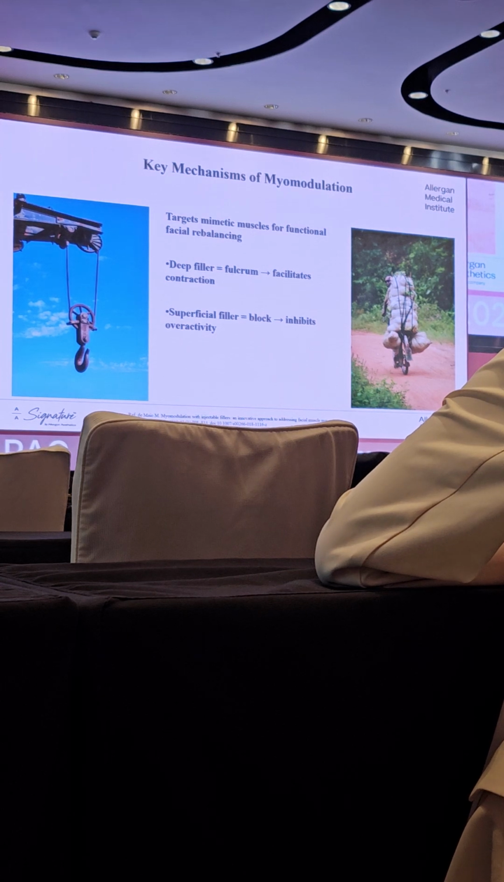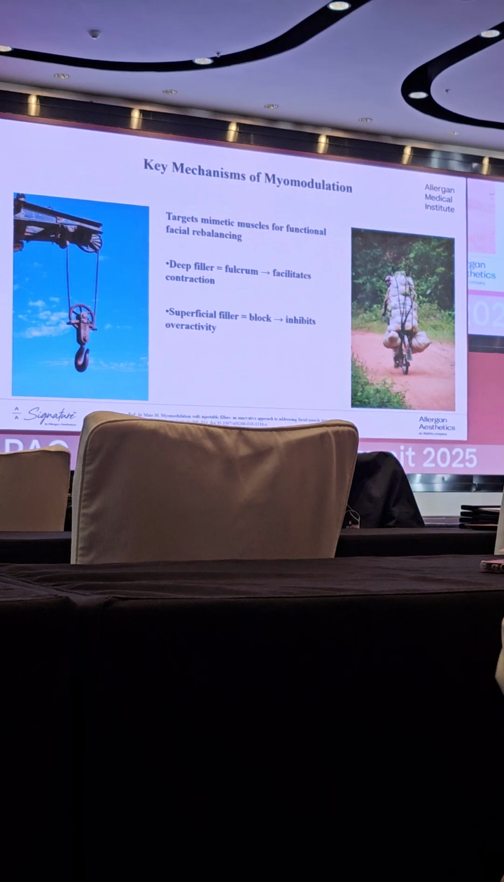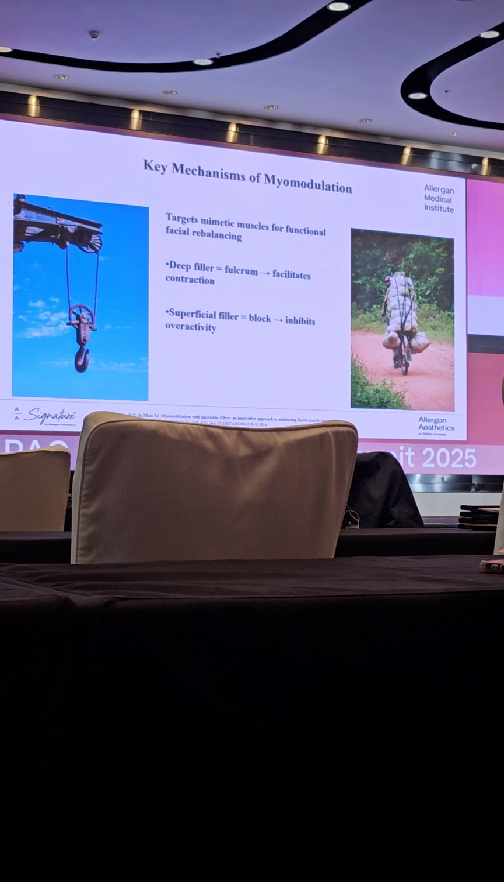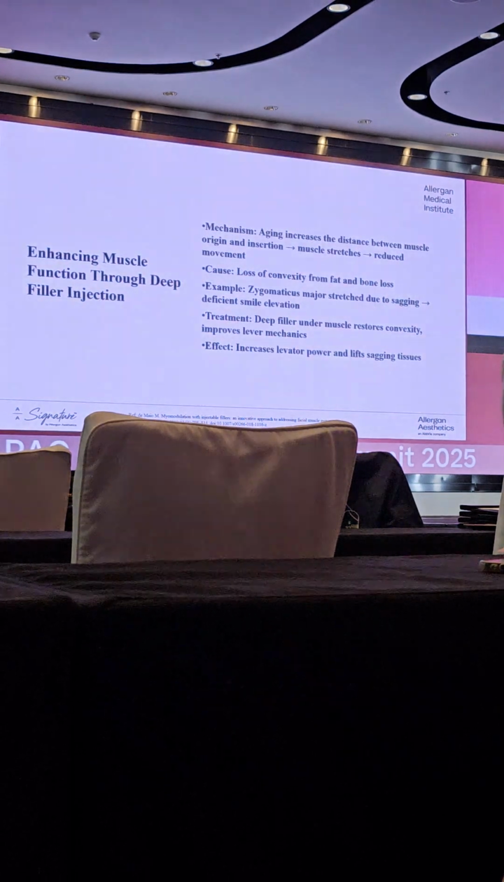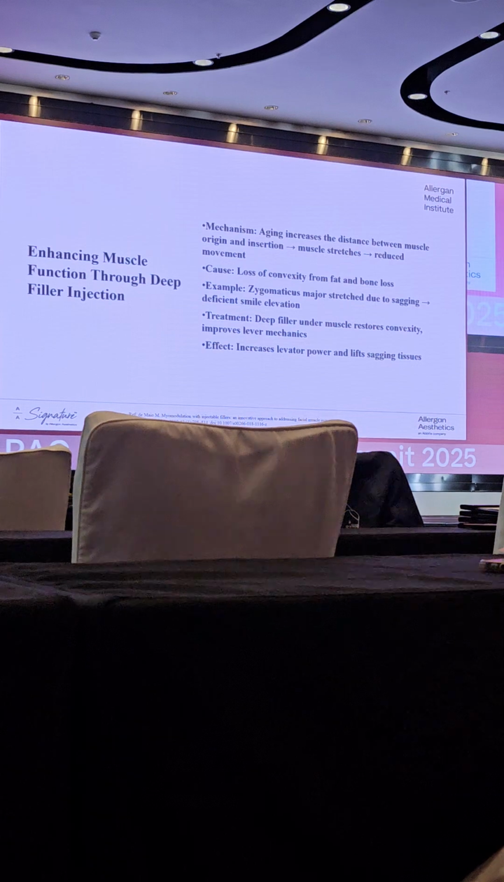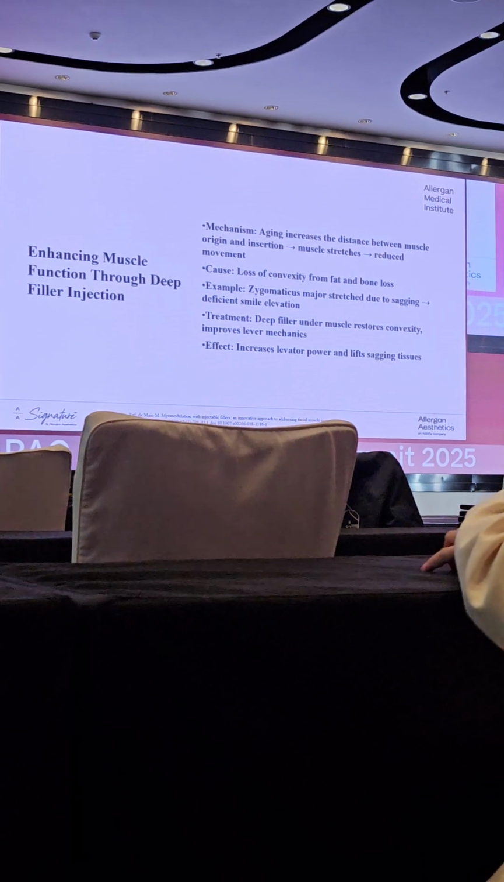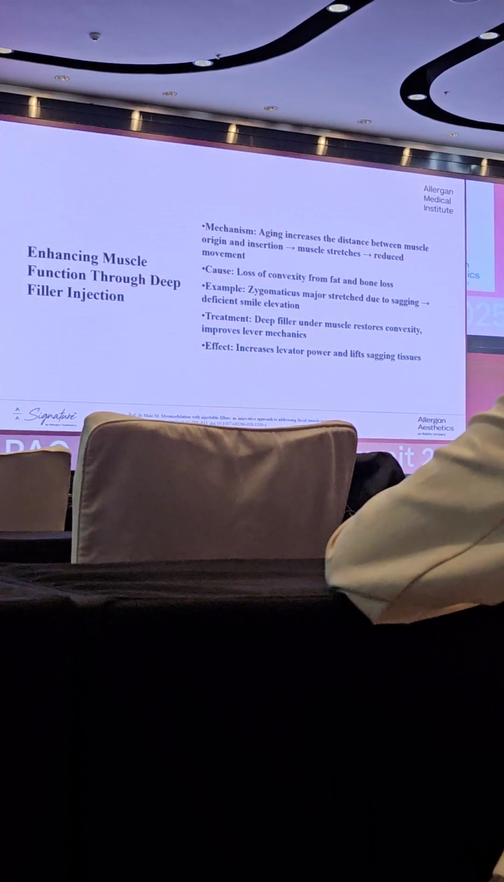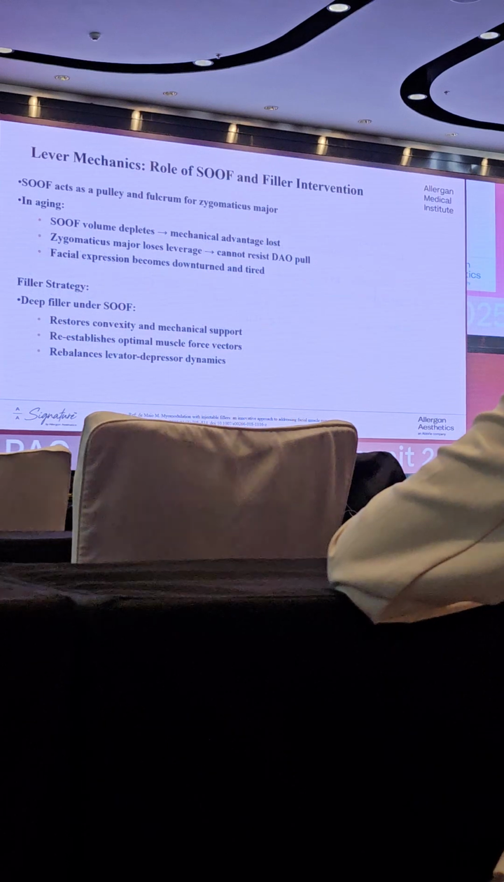Like if we put weight on this cycle, the speed of the cycle becomes slower. So that way, by putting filler on top of the muscle, we actually inhibit the overactivity. When we place filler in the depth, a perfect example is the zygomaticus major muscle. When we place it under the muscle, it supports the muscle, it achieves optimal tension, and it also acts as a pulley. I'll show you the drawing.